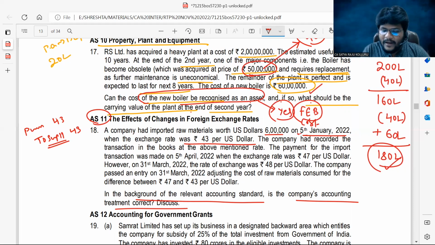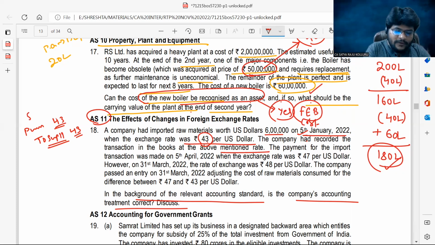Now, as on 5th January, the rate prevailing as on the date of entering into the transaction was 43. That's why you need to multiply 43 into 6 lakhs. Just ignore, I'm putting only $1 here, which was recorded at 43. The company had recorded the transaction in the books at the above mentioned rate. That's correct. The payment for the import transaction was made on 5th April 2022.